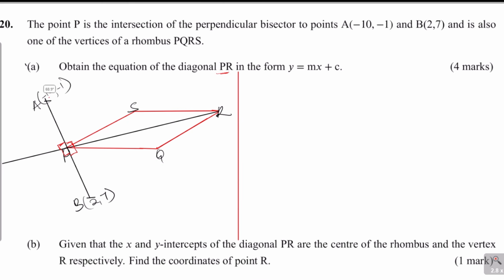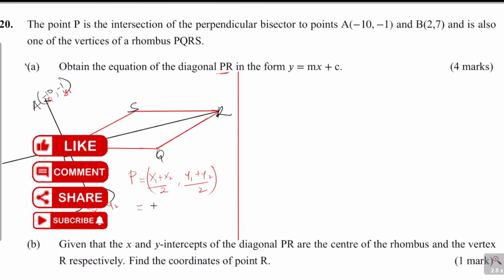Having point A, we let this one be X1 and this one is Y1. Then this one is X2 and this one is Y2. So to get the midpoint of AB, which is P, we are going to use this formula: X1 plus X2 divided by 2, then Y1 plus Y2 divided by 2. That is how we get the midpoint when we're given 2 points.